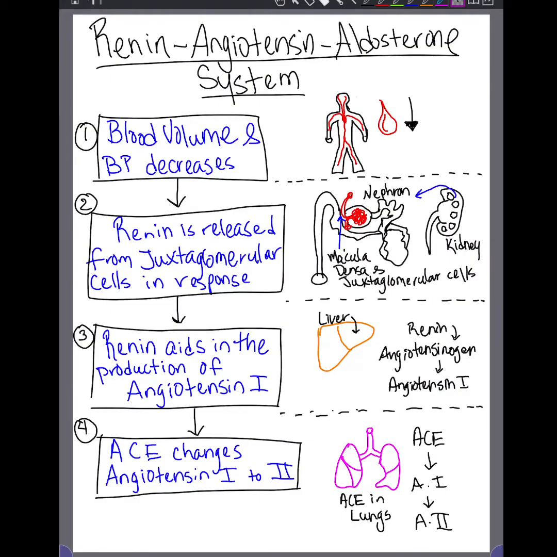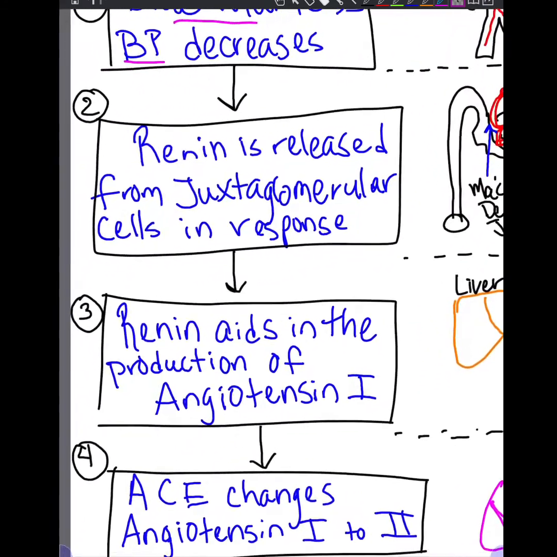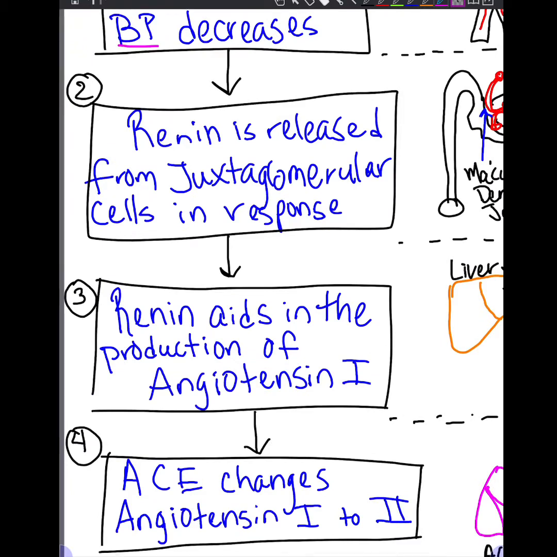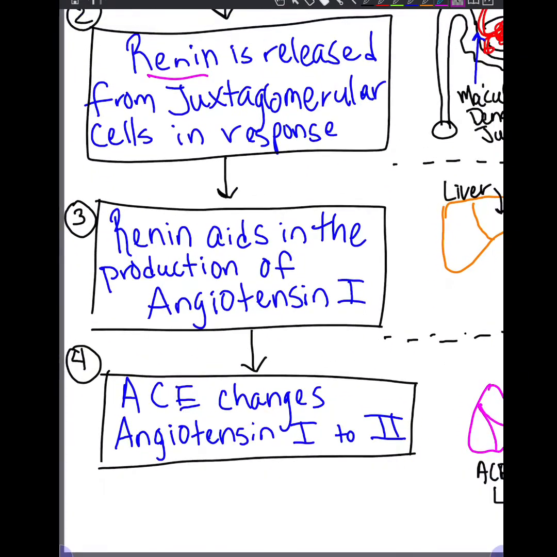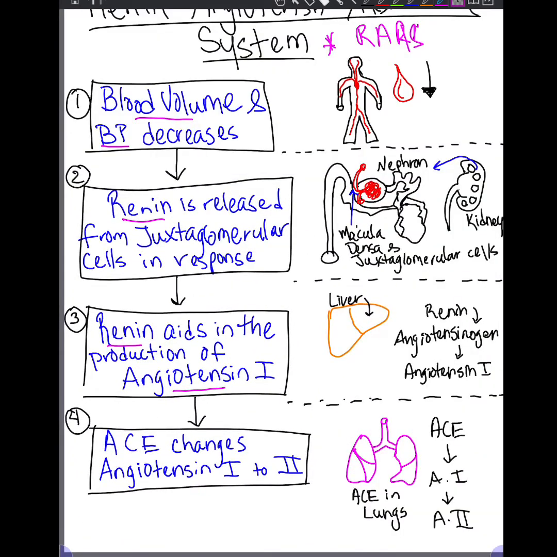The last thing I'm going to go over in this video is the Renin Angiotensin Aldosterone system, also known for short as the RAAS. So the RAAS starts whenever we have a decrease in blood volume and blood pressure. So in this case, what happens is that the juxtaglomerular cells secrete renin in response to this blood volume and blood pressure decrease. Right after that, renin aids in the production of angiotensin, which is produced in the liver.